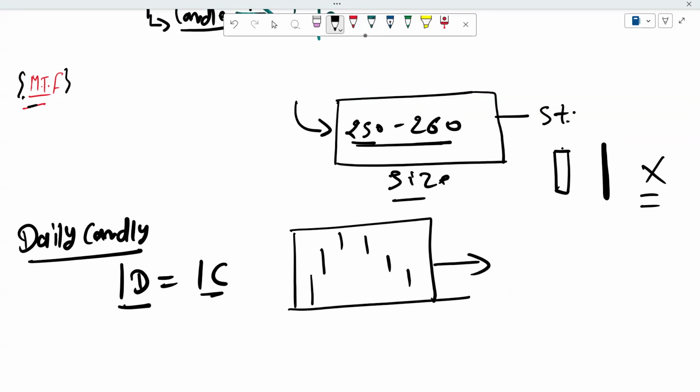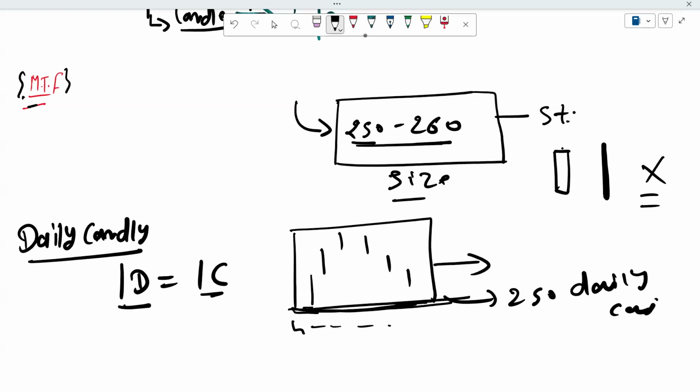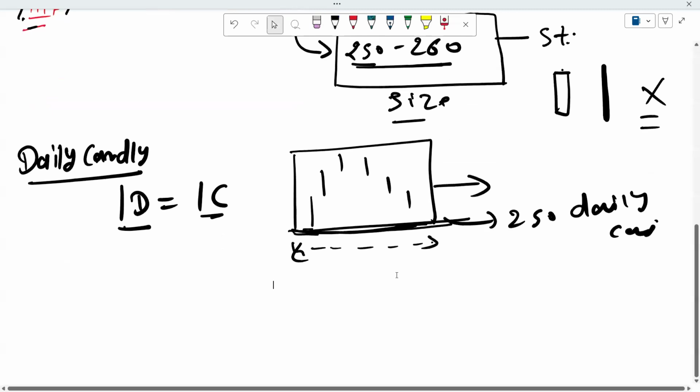So how much data have I covered on this screen? I have put 250 daily candles. When I look at this screen, how much data do I have on my screen? Can anybody tell me? For 250 days. Yeah, exactly. For 250 days, just by looking at the screen, I can analyze what happened before that.